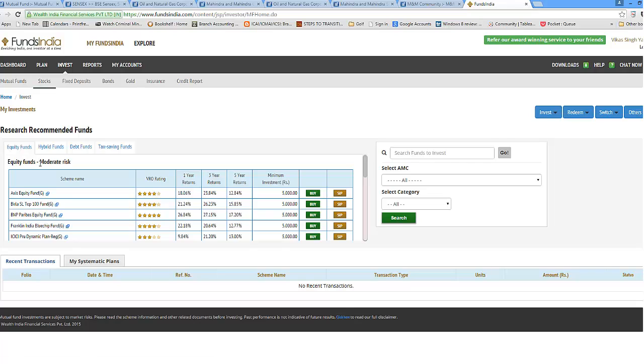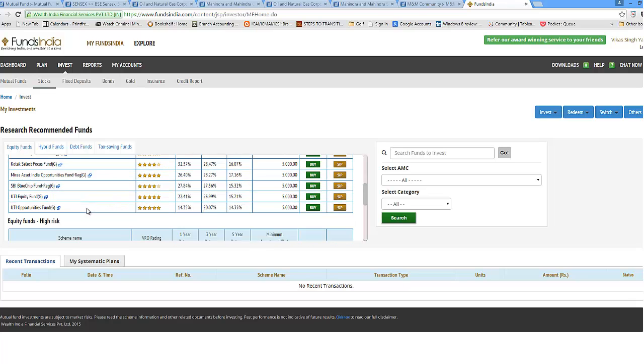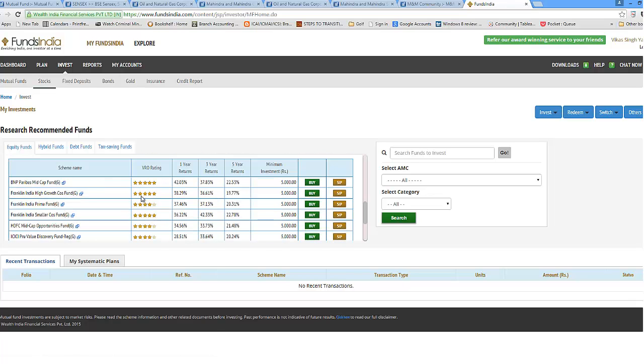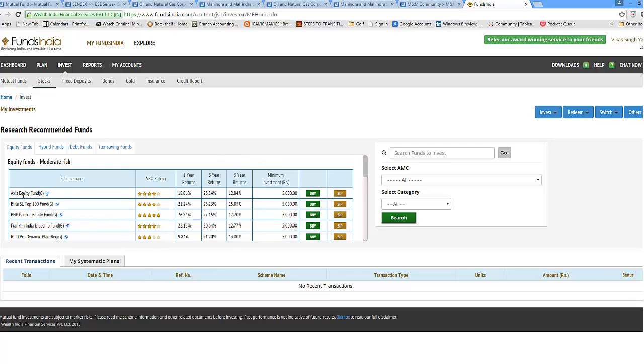Let me go to equity funds because I feel that as per my age, my risk-taking appetite, and my financial condition, I can invest in a little high-risk options, and equity funds will be good for me. So here you can see that there is a list of moderate risk equity funds and high risk equity funds. Let me give you a brief quick overview on one of the funds in moderate risk and one fund in high risk. So let's look at this first fund, Access Equity Fund.